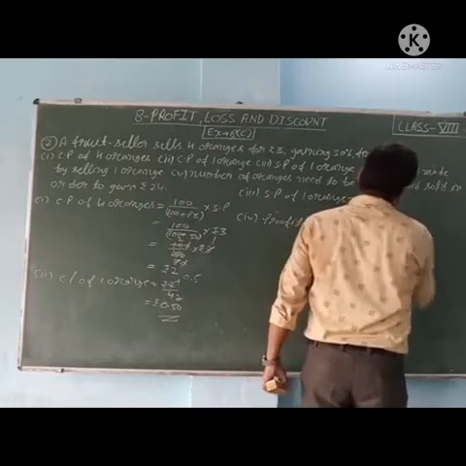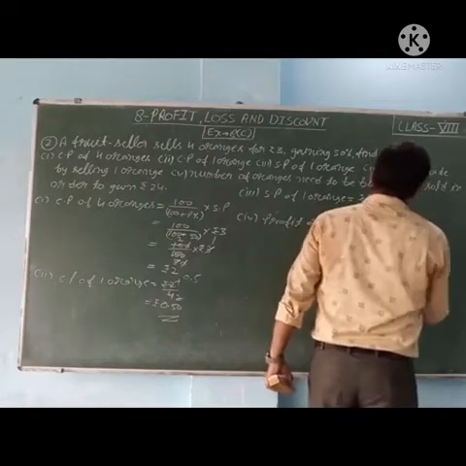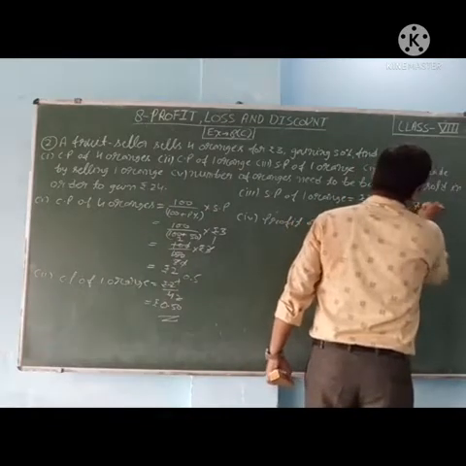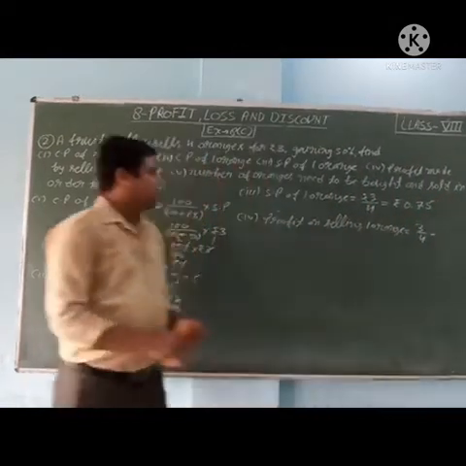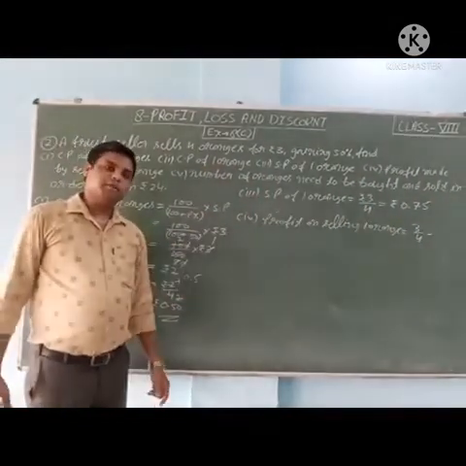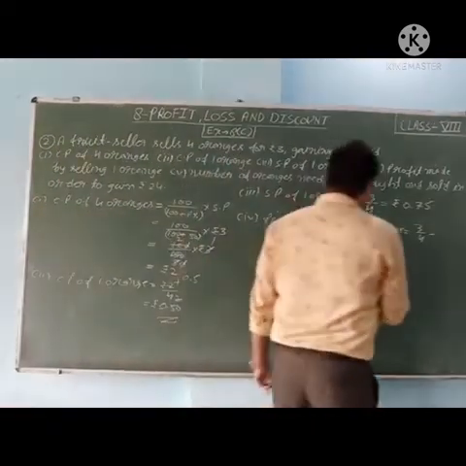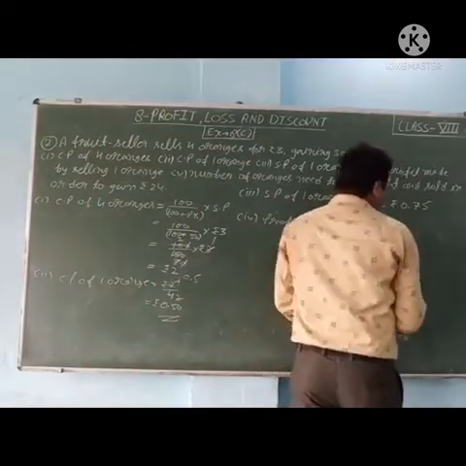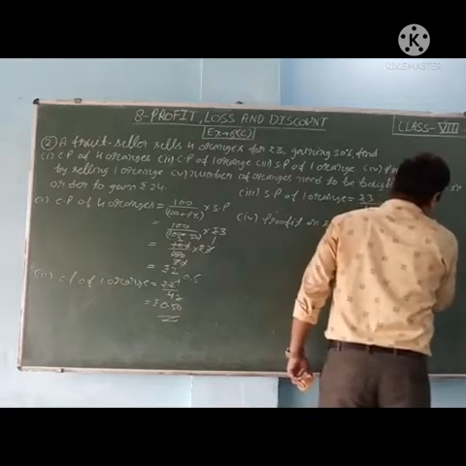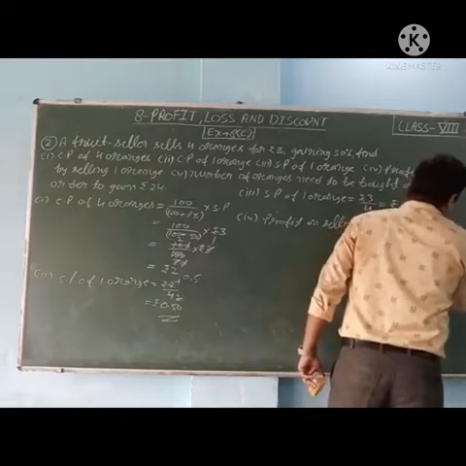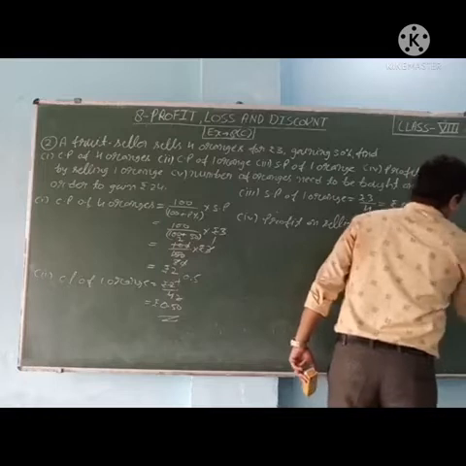It will come 0.75, 4 7s are 28, 4 5s are 20. So the selling price of 1 orange is ₹0.75. We can write this also. So profit on selling 1 orange is ₹0.75 minus ₹0.50.